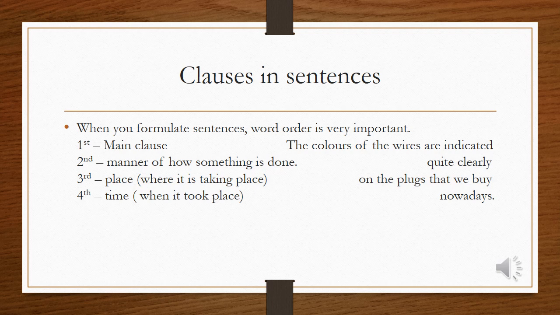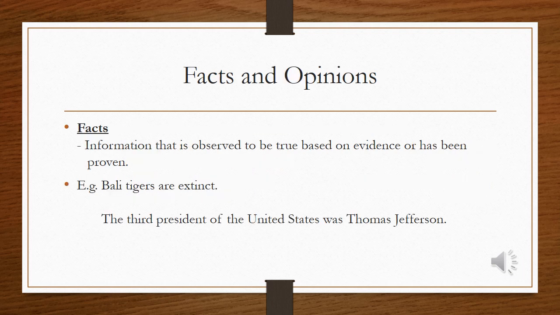If we look at this example, it reads as follows. The colors of the wires are indicated. That's the main clause. The manner, how something is done, quite clearly. The place on the plug that we buy. And time, nowadays. Please ensure to copy this down. You need to copy all of these slides as you will need them for your examination. If you fall behind, please pause to ensure you do not miss anything.